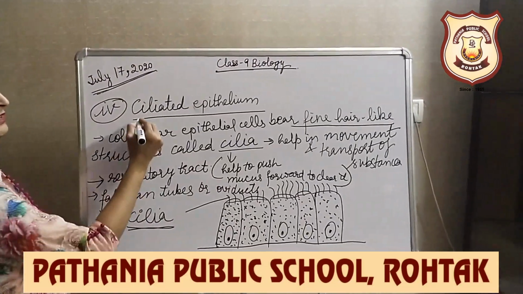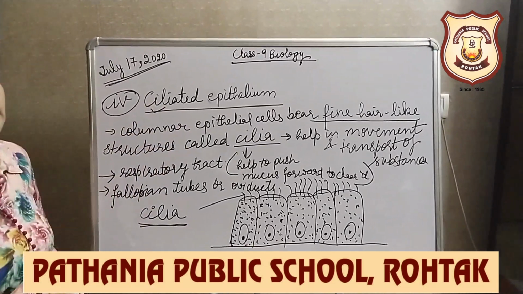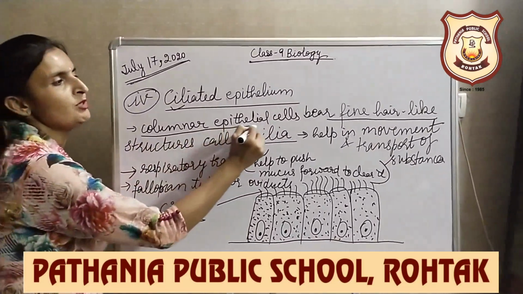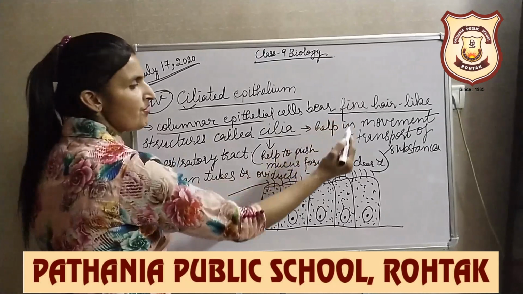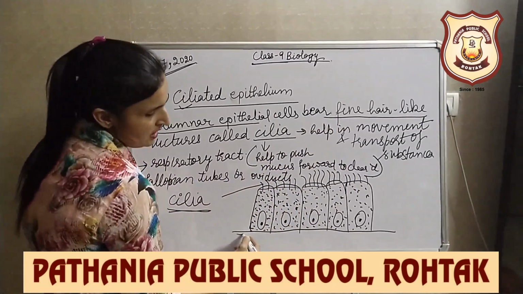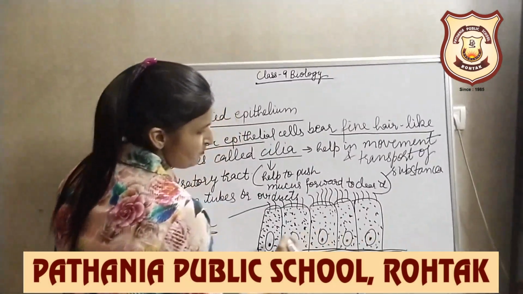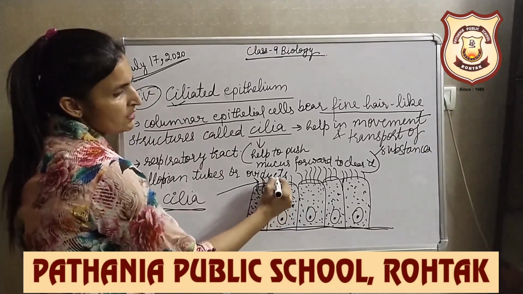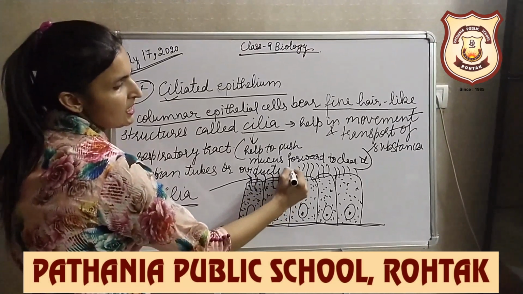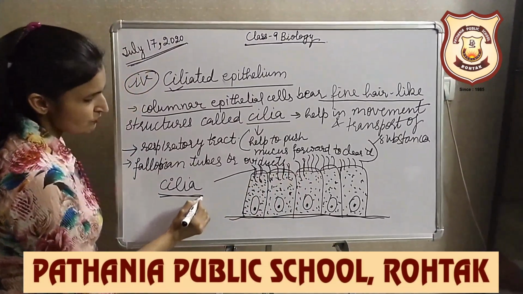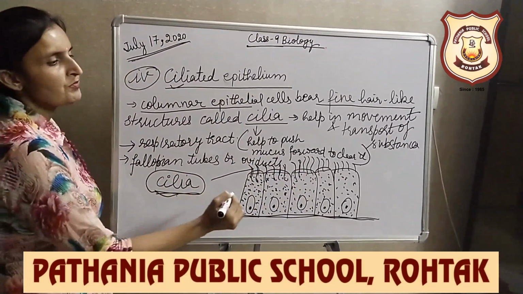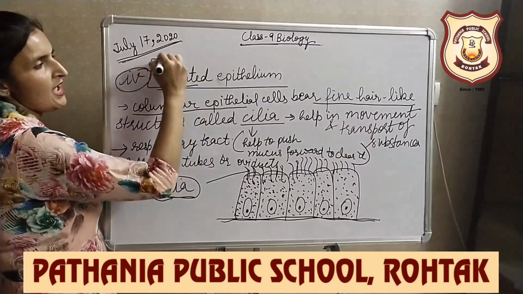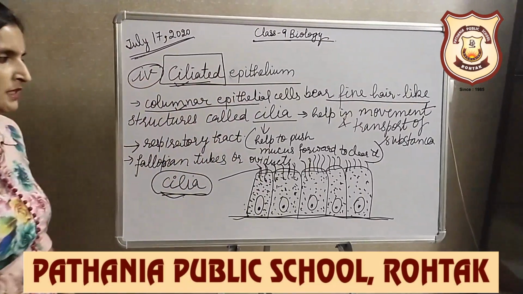Another type of epithelium is the ciliated epithelium. Again, as the name indicates, sometimes the cells of columnar epithelium bear fine hair-like structures. You can see this is the basement membrane, this is columnar epithelium, and at some places it bears fine hair-like or thread-like structures which we call cilia. Such a type of columnar epithelium is known as ciliated epithelium.